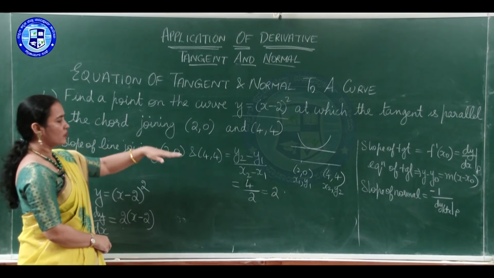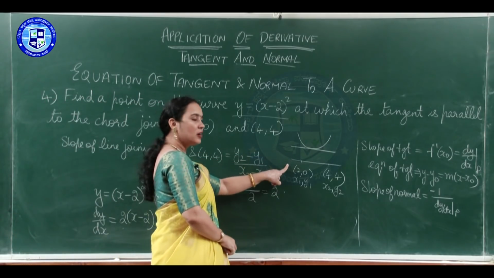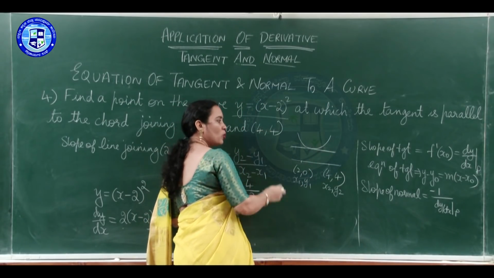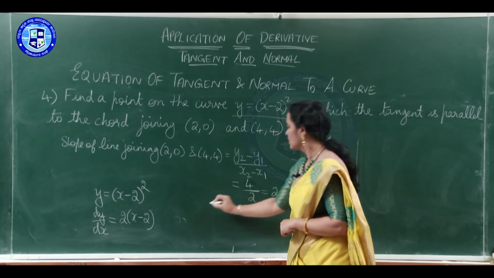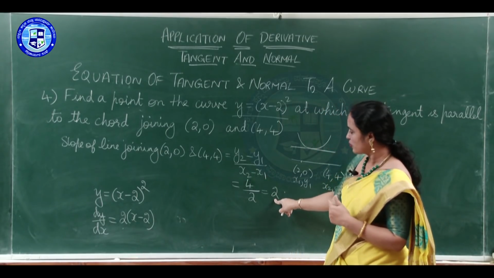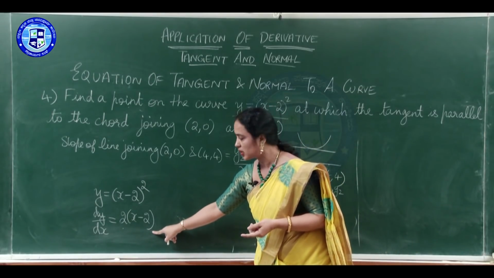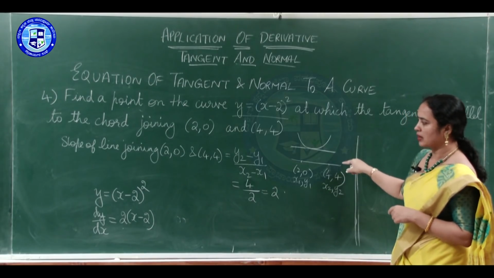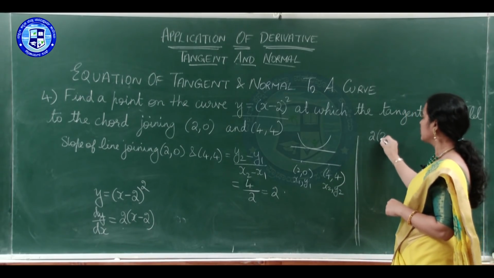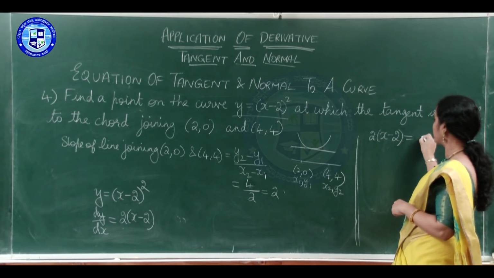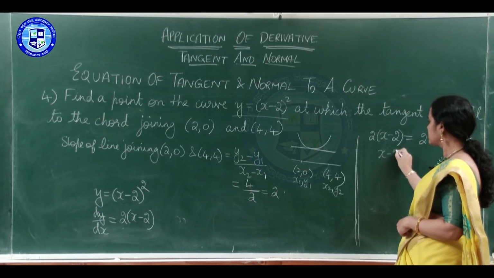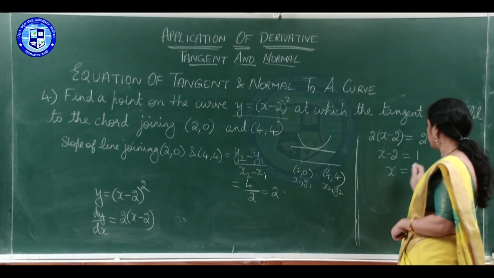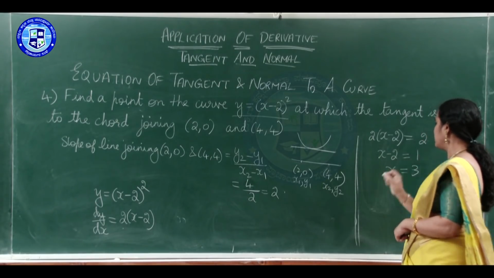Now, what is given? They have given the tangent is parallel to the chord. So, when two lines are parallel, we have the condition slopes are equal. So, if you take the slope over here, the slope of the chord is 2 and we got slope of the curve as 2 into x minus 2. So, equate them. When the two lines are parallel, slopes are equal. So, equate 2 into x minus 2 will be equal to 2. So, x minus 2 will be equal to 1. So, x will be equal to 1 plus 2, which will be 3.